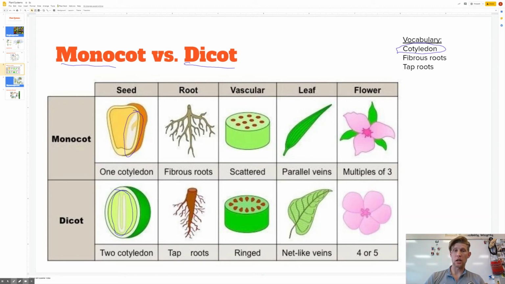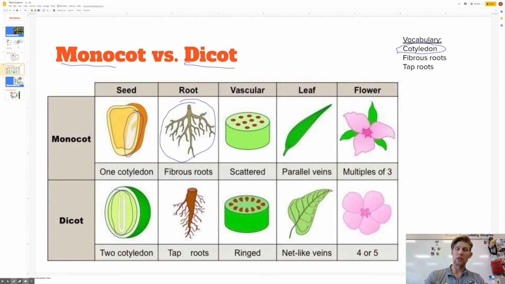So most monocots are going to have fibrous roots. If you've ever had corn planted in your garden, or if you don't, maybe look at some roots for corn, you'll see that they have these fibrous roots. They're just all spread out. There's no big root that goes down into the ground. It's a fibrous root that spreads out.